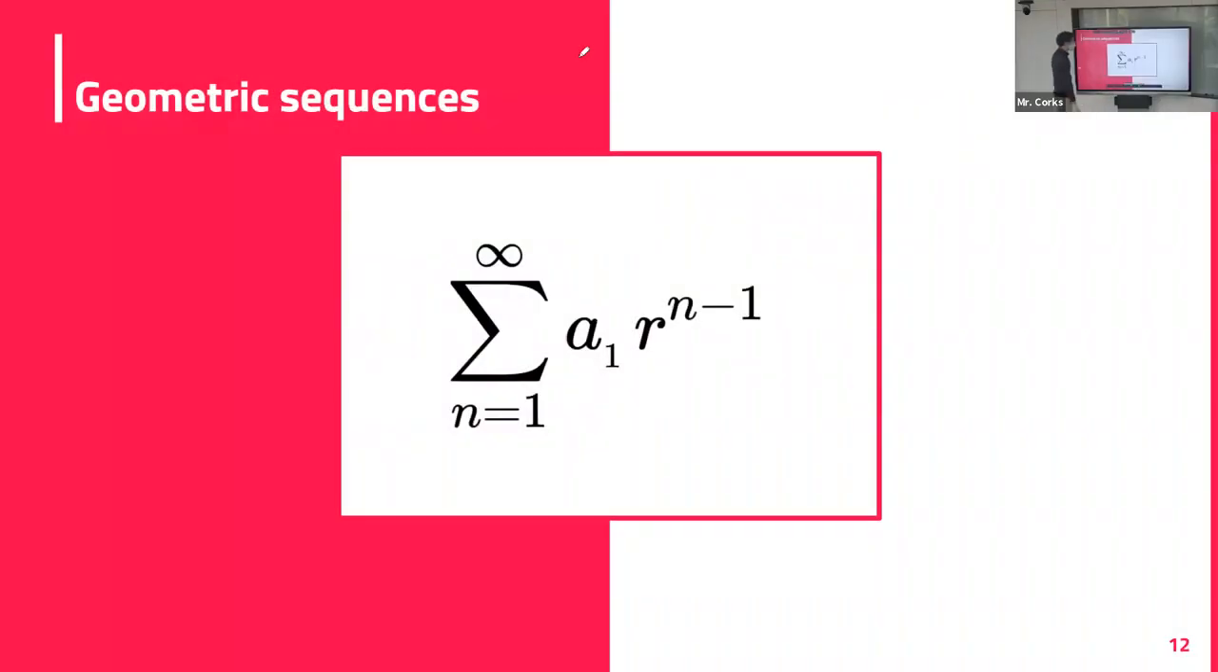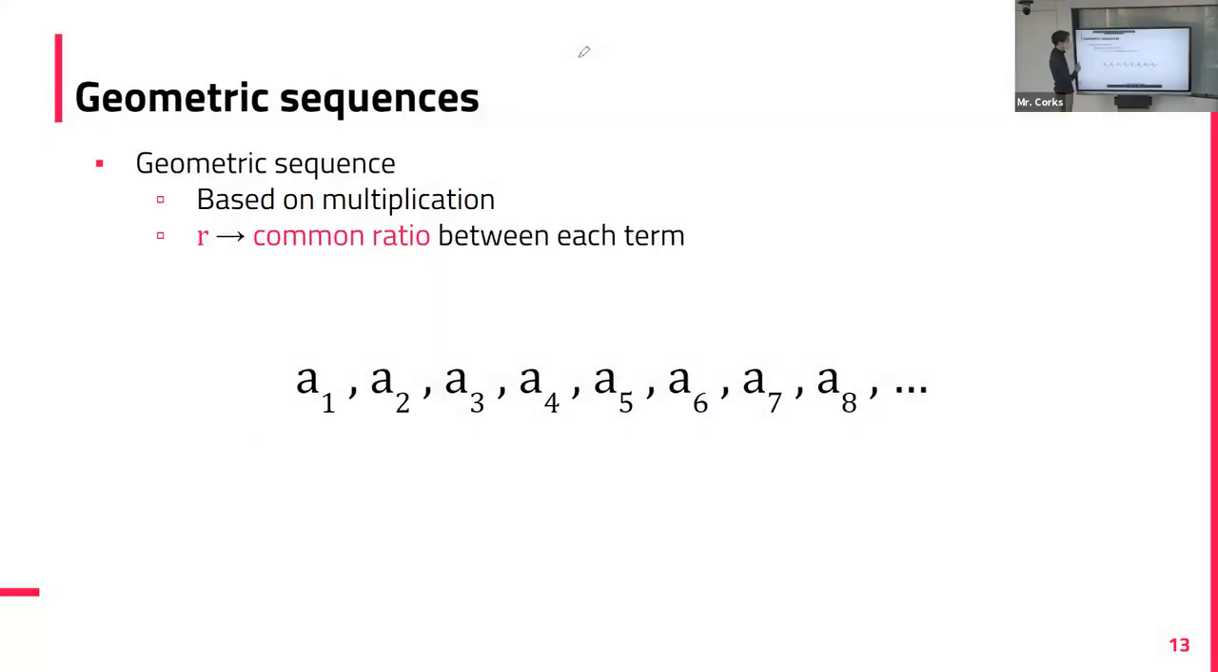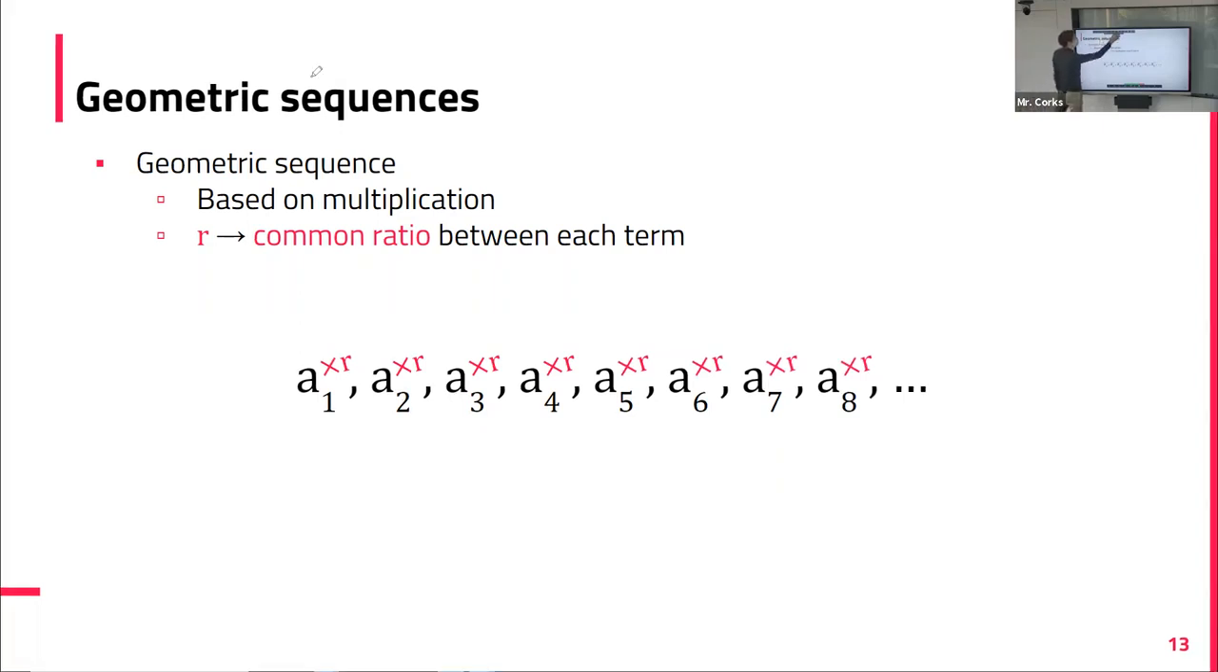Let's go on to the next part, which is geometric sequences. For the previous ones, all the arithmetic sequences, they were built on addition. We had that D value, common difference. We just added that each time. Geometric sequences, we have almost the same thing, except we have R, which is a common ratio. So we multiply by the same thing each time.